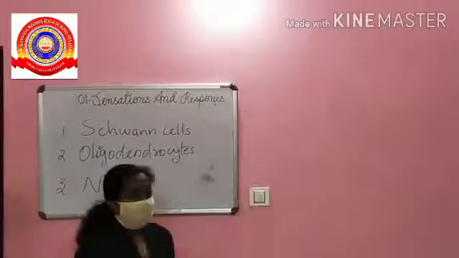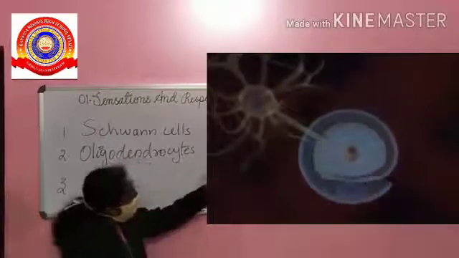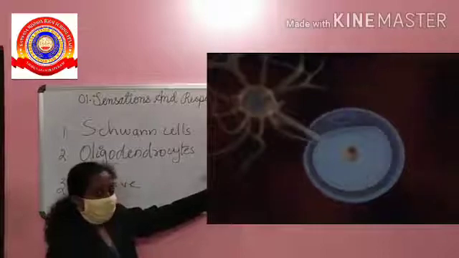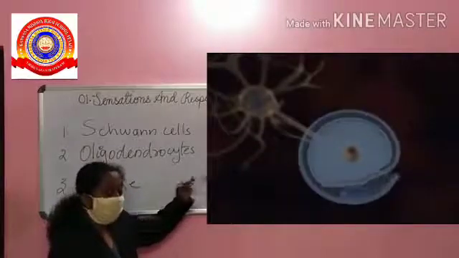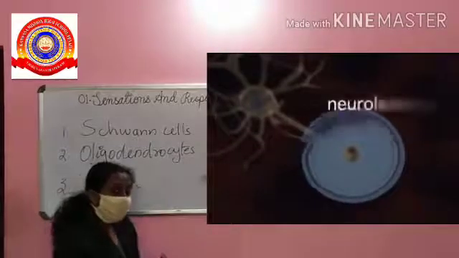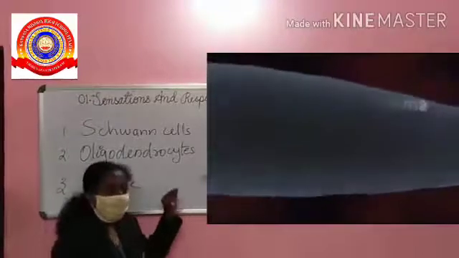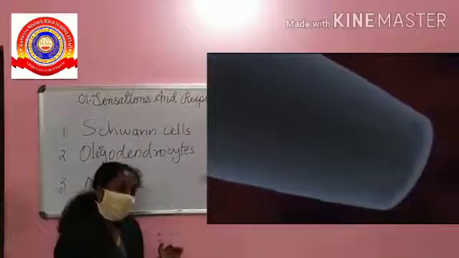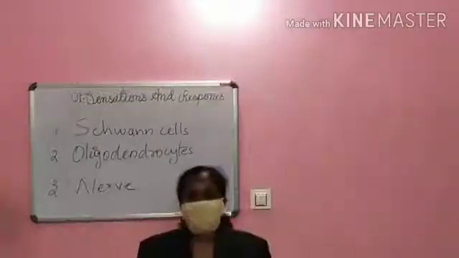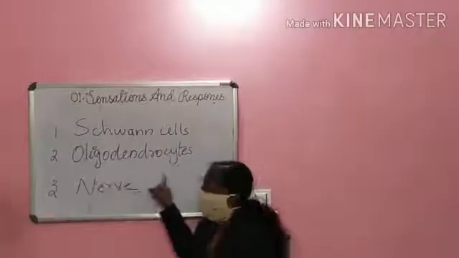Look at the video. You can see more clearly about the Schwann cells. It is a specialized cell which surrounds the axon, and these cells help to form the myelin sheath. Second one is the oligodendrocyte.